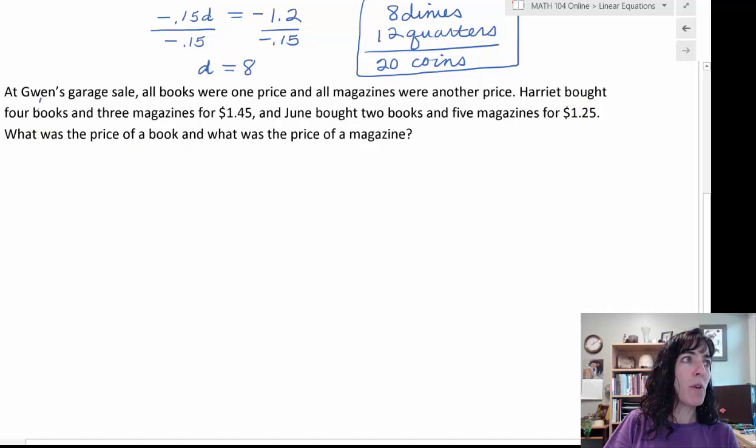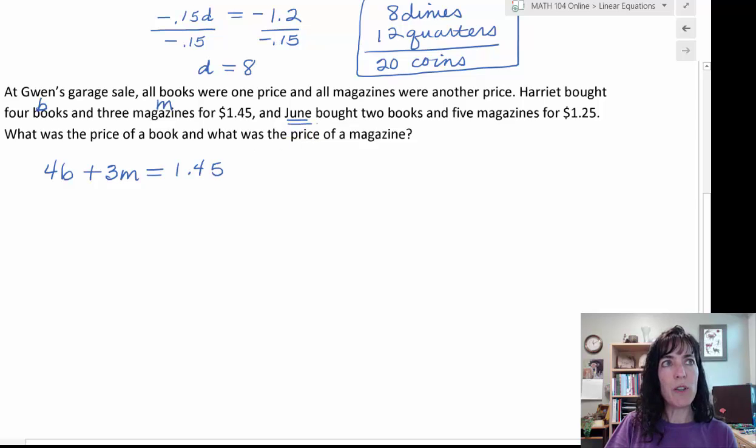Harriet bought 4 books, we'll say is B, and magazines, we'll say is M. So I have 4 books plus 3 magazines, and her total spent was $1.45.